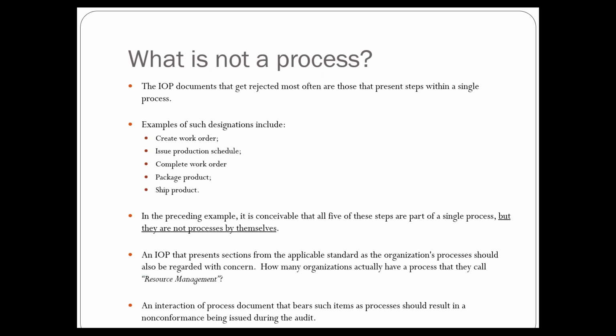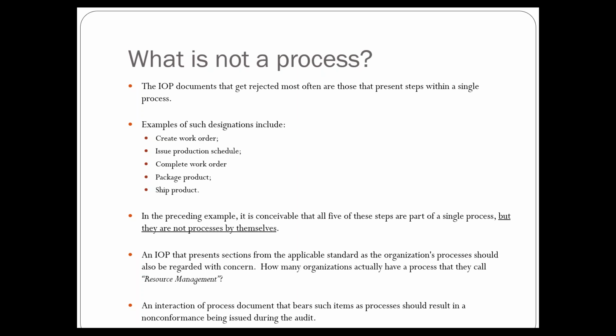So an example would be listing what you perceive to be processes as create the work order, issue the production schedule, complete the work order, package the product, and ship the product. But that doesn't give us the full view of the entire system. So using this as an example of an incomplete designation, it's conceivable that all 5 of these steps are part of a single process, but they're not necessarily processes by themselves.